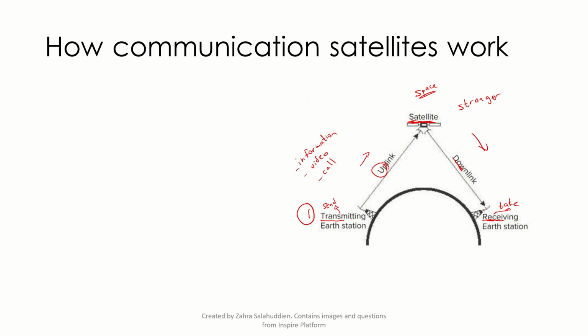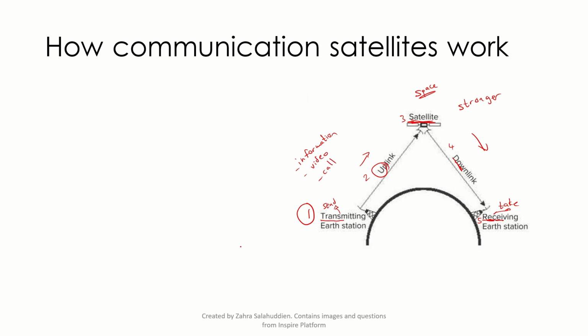Okay, please learn the order in which this is moving. So number one, messages are sent from the Earth station using the transmitting station as an uplink. It goes to the satellite, which then makes the message stronger and sends it in a downlink to the receiving station. And this is how messages can be sent from one side of the Earth to the other.